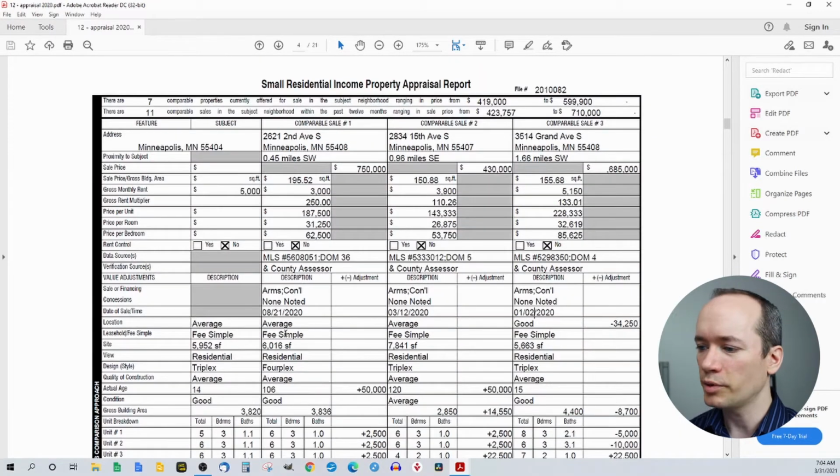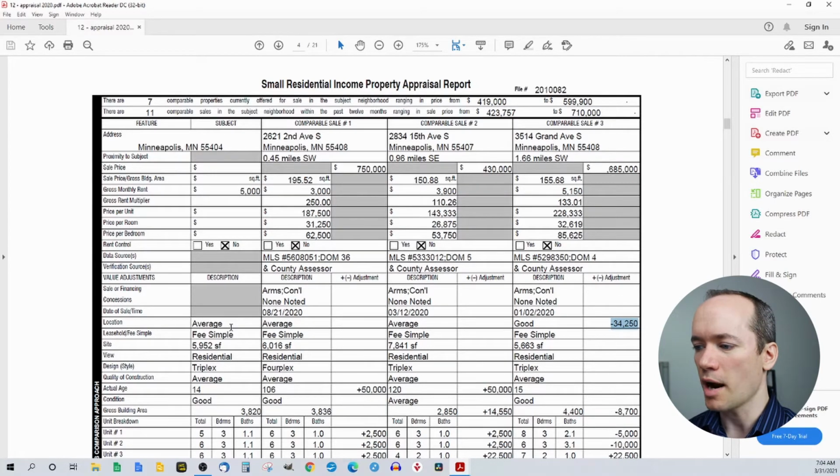The 2020 appraiser also made an adjustment on location. Our subject property is referred to as average. Comp number 1 is also average. Comp 2 is average. And comp number 3 is considered good. And in this case, the appraiser makes an adjustment down of negative $34,250. So they're taking this sale price of $685 and bringing it down by $34,000 in order to make that equal to our subject property.